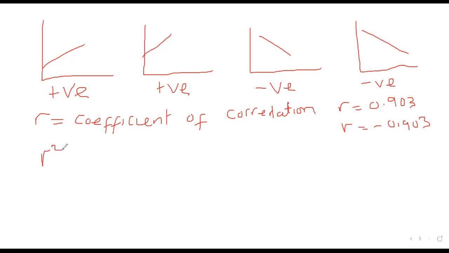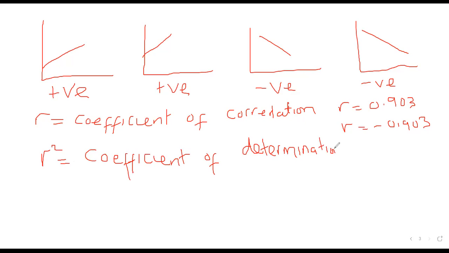Then we have what is called R squared. You're just squaring the answer you get. That is called the coefficient of determination. The coefficient of determination simply gives you to what extent y is affected by x. For instance, if your R squared is 0.816, it means 81.6% of y is as a result of x.